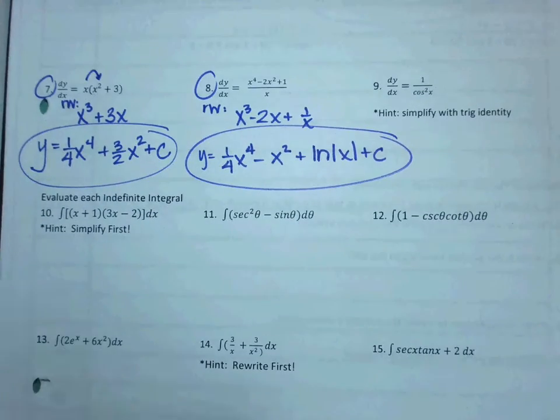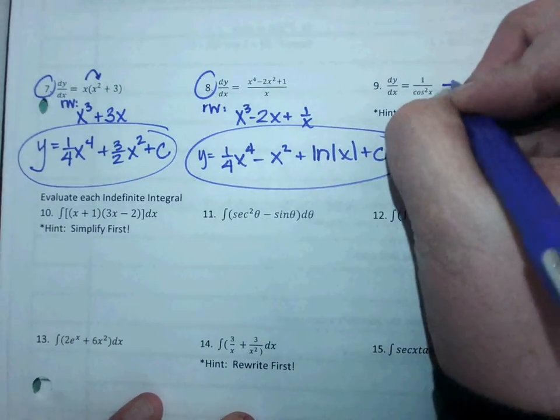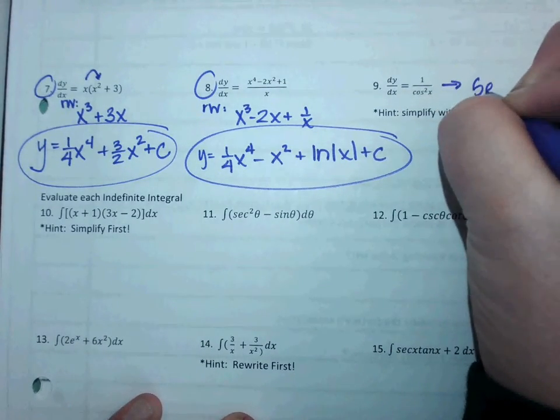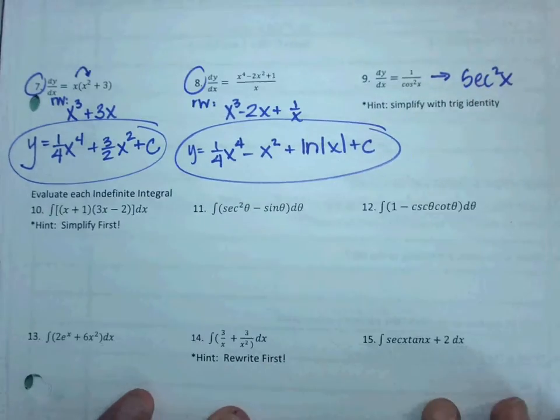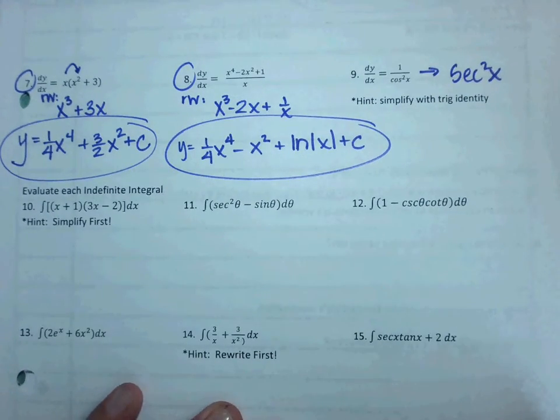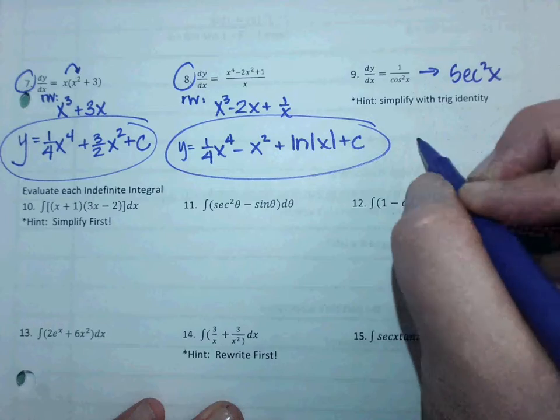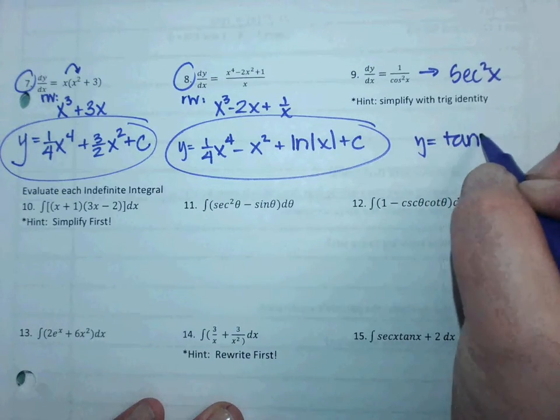Good. Okay, number 9, while we're on it, how do you rewrite 1 over cosine squared? Okay, that's the same as secant squared x. And what's the integral? We just put it in your notes of secant squared. y equals tan x plus what?